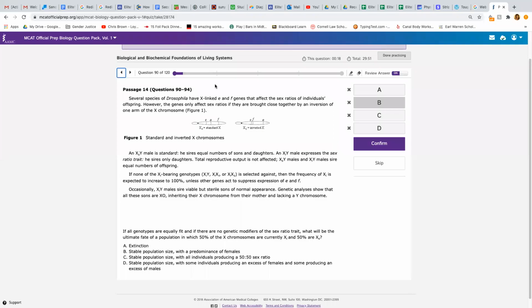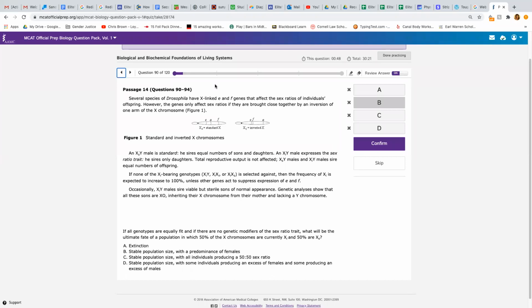All right, everyone. So we are going to take a look at the biology and biochemistry question pack, volume 1, passage number 14. This is a passage that covers genetics, specifically X-linked genetics. So I actually like this. It's a tough passage. It really requires you to understand your genetics, understand X-linked disorders, and then really critically reason through a couple of tricky questions that we'll hopefully do together.